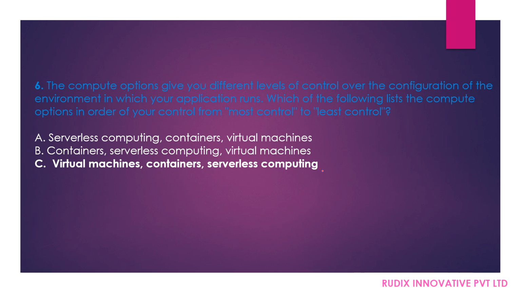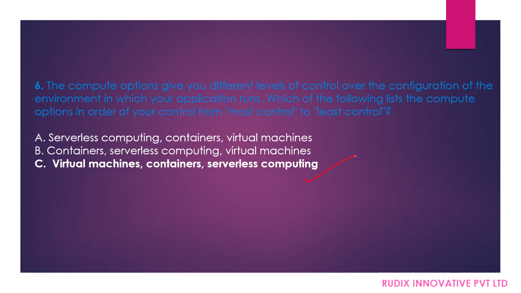The answer is virtual machines, containers, serverless computing. Why? The options are listed in order of increasing abstraction, from most control to least control. A virtual machine gives the most control over the environment, as you can fully configure and manage the operating system, middleware, and the application running on the virtual machine. You can access the underlying infrastructure and customize almost every aspect of the environment.